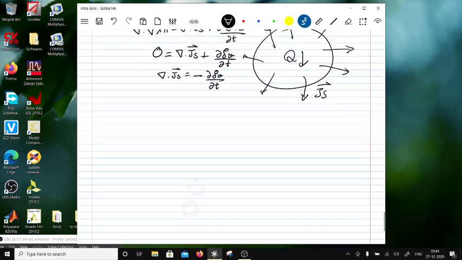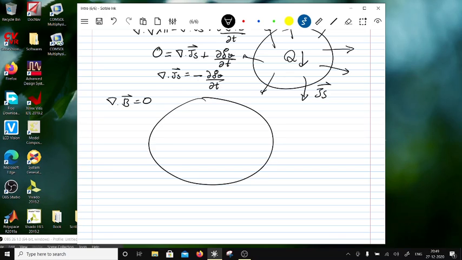The last equation is divergence of B is equal to 0. This is because if I consider a volume, you have north and south poles together as a dipole.